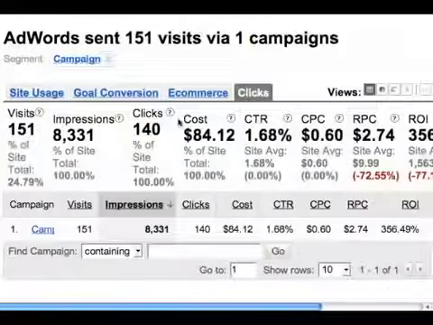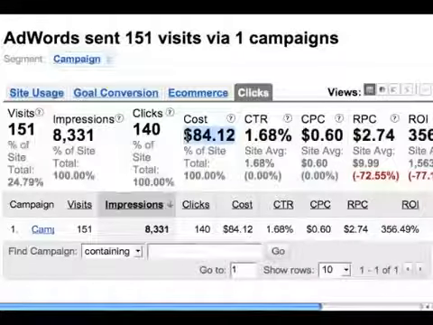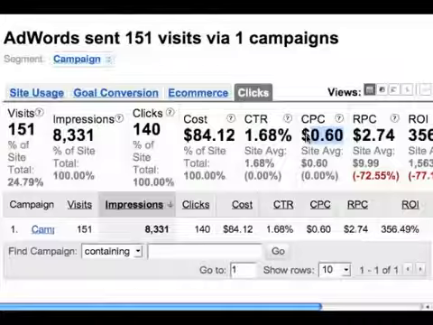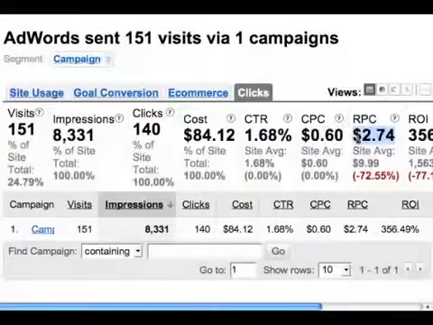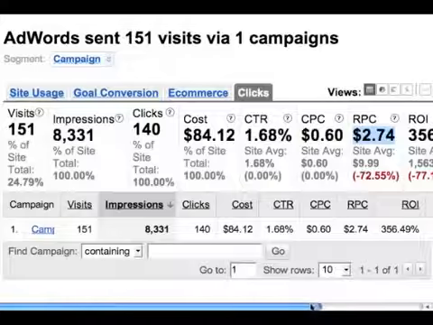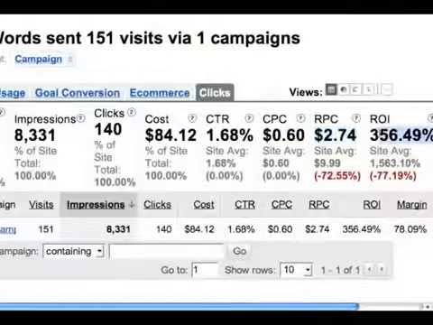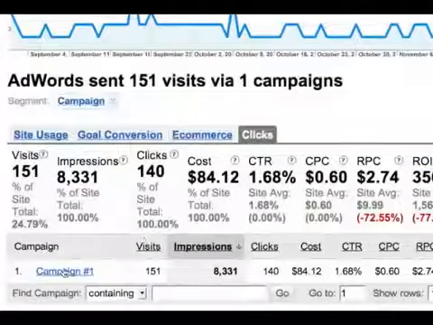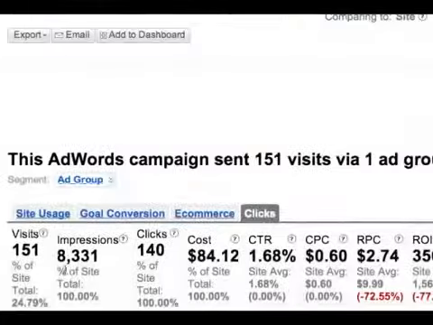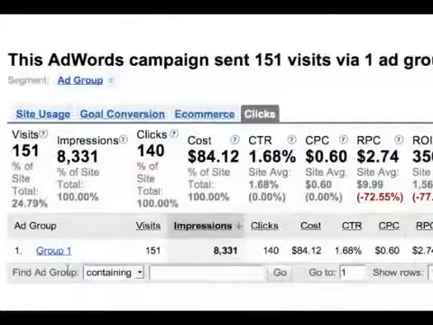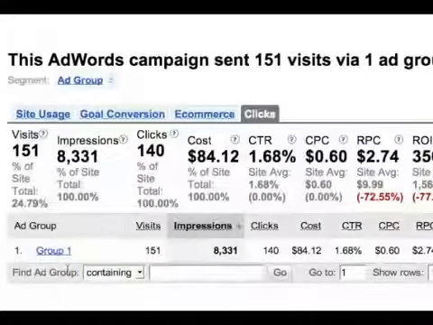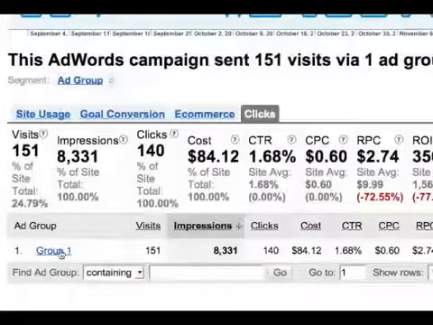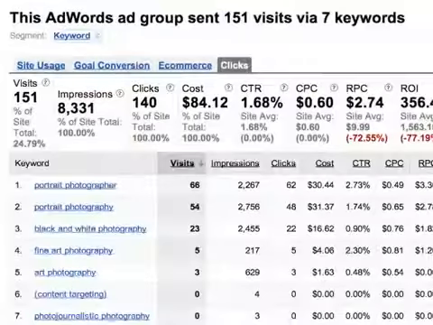Continuing on, we can see that we spent a total of $84 for this traffic, at an average of 60 cents per click. But we made $2.74 per click, which gives us an ROI of 356%. So let's look at an individual campaign. This report has the same kind of information, but here we're looking at all the ad groups in an individual campaign. In this case, there's only one, so let's take a look at the keywords that are in it.